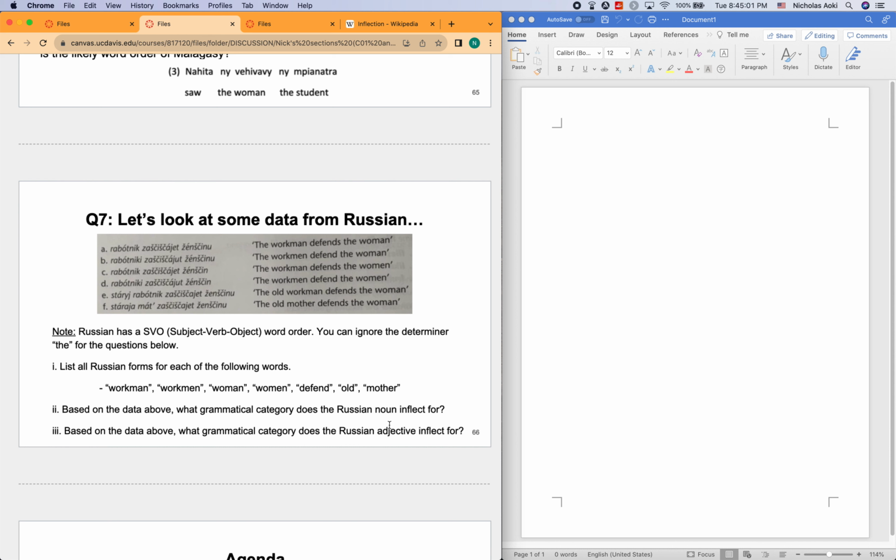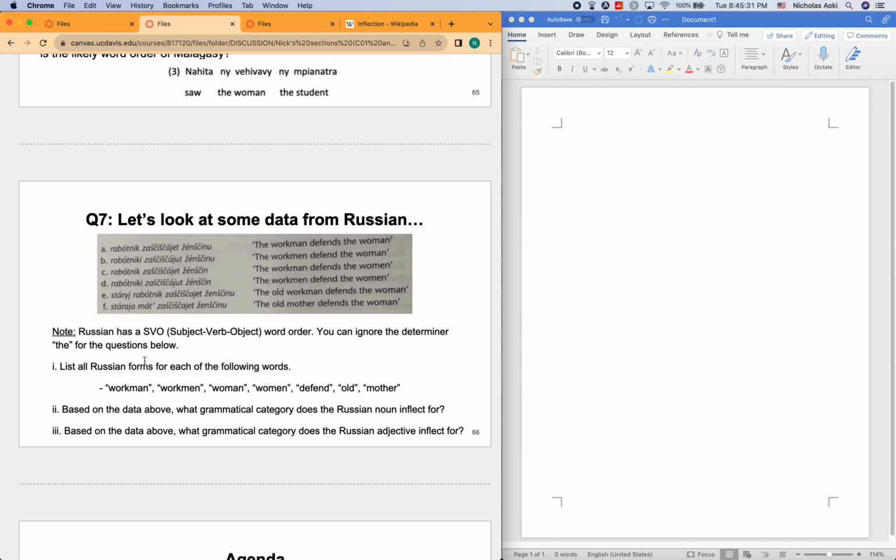So let's get started. Here I'm helping you out a little bit. Russian has a subject-verb-object order. So it's similar to English. Notice how in the sentences on the right in English, we start with the subject, then the verb, then the object in all the sentences. So Russian has the exact same order. And in Russian, you can ignore the determiner the in the English translations. Russian doesn't have a word that's equivalent to the.